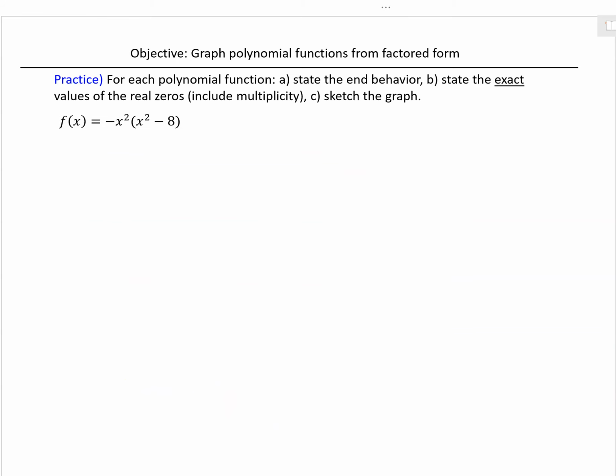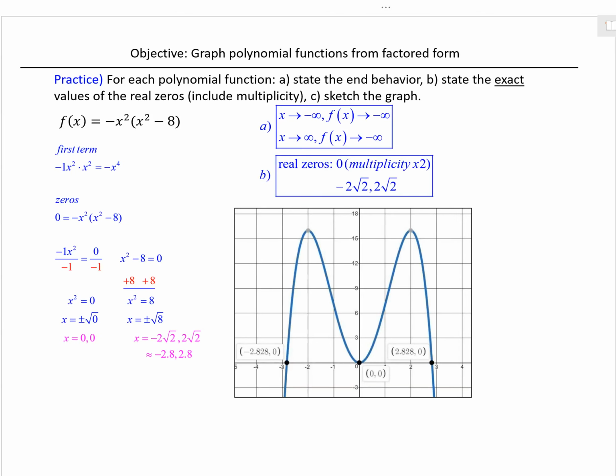Here's another practice problem. Give this one a try. All right, let's see what we should get here. So with this one, our first term is negative x to the 4th. So x to the 4th means both ends go the same direction. The negative, which means negative 1, the negative leading coefficient means they both go to negative infinity. So that's what we see here and what we see here and here.